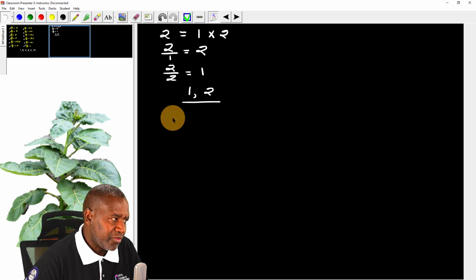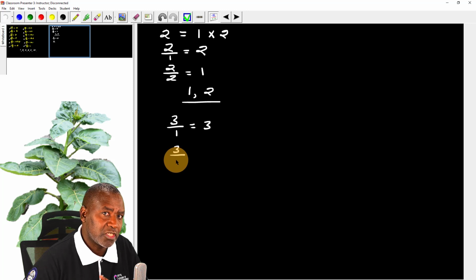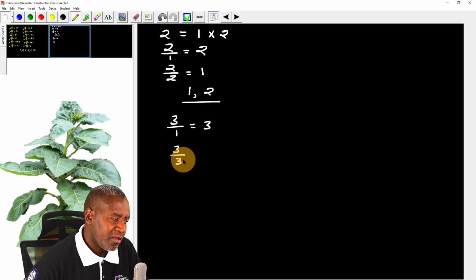Let's look at number 3. 3 again has only 2 factors, because if I divide 3 by 1, I get 3. I divide 3 by 2, it's not possible. The next possible number is 3 by 3, where I get 1.